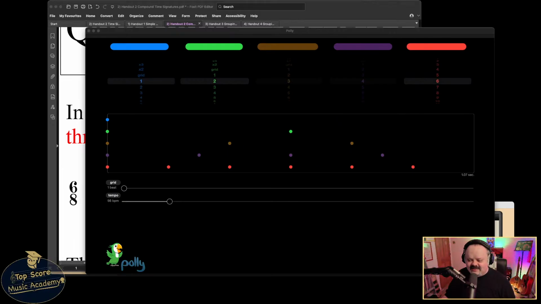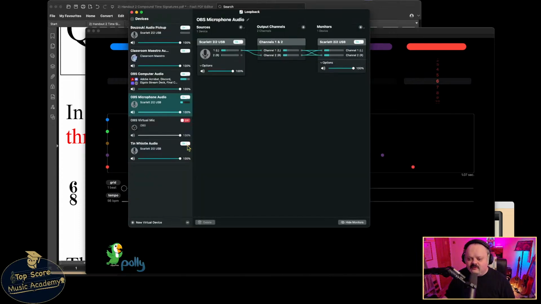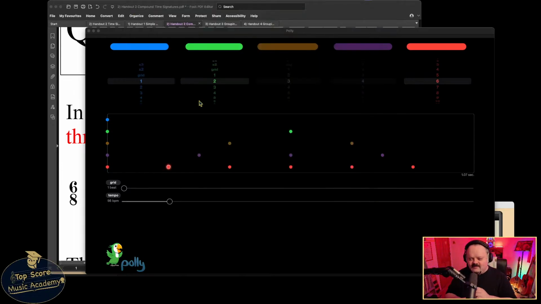Okay, so this is again our 6/8. 1, 2, 3, 4, 5, 6. 1, 2, 3, 4, 5, 6. Now let's see how complicated I can make this. I'm just going to go into tin whistle for a second and really turn up the tin whistle. Let's see if I turn that up. Testing 1, 2. There we go. Now let's see if I can play a jig.